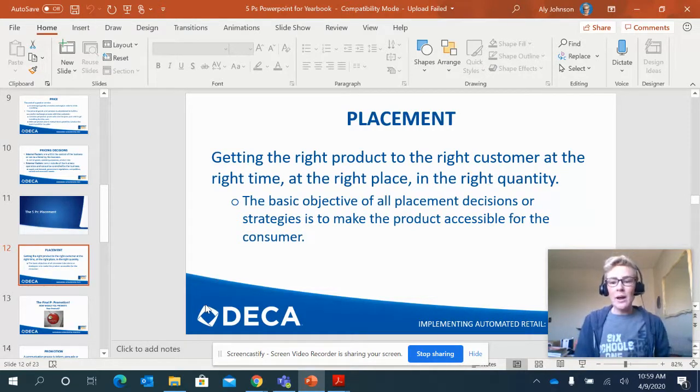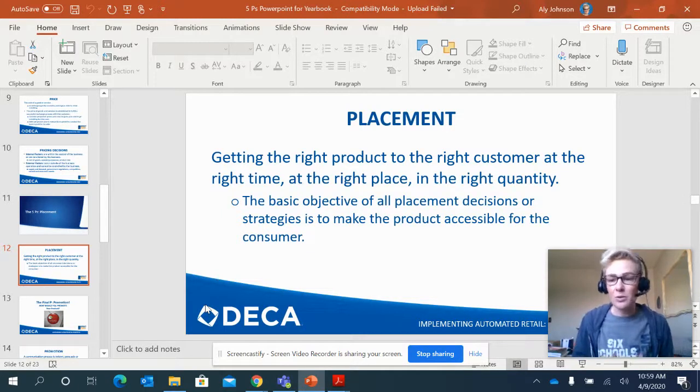So we want to get the right product to the customer, meaning it's the product that they actually want. If it's a product that nobody wants right now, like if we're trying to sell Air Academy t-shirts over in West Virginia, nobody wants that product, right? Nobody wants a yearbook in West Virginia for Air Academy High School. So make sure we actually have the right product that people want.